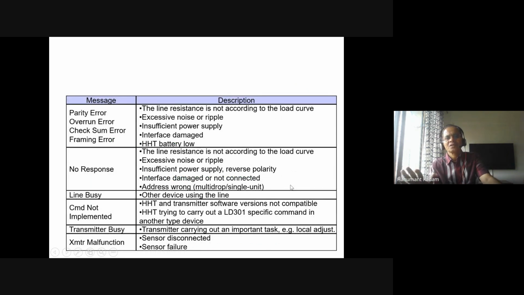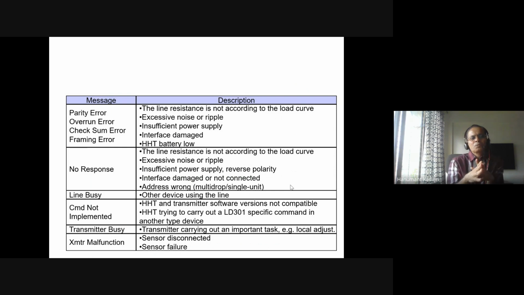Now, this communicator also gives diagnostic messages to you. Suppose the message on the communicator is parity error, overrun error, checksum error or framing error. The description is: the line resistance is not according to the load curve, excessive noise or ripple, insufficient power supply, or interface damage, or your HHT, means communicator, battery is low. So it gives you clarity to act on your maintenance, and that reduces your downtime.